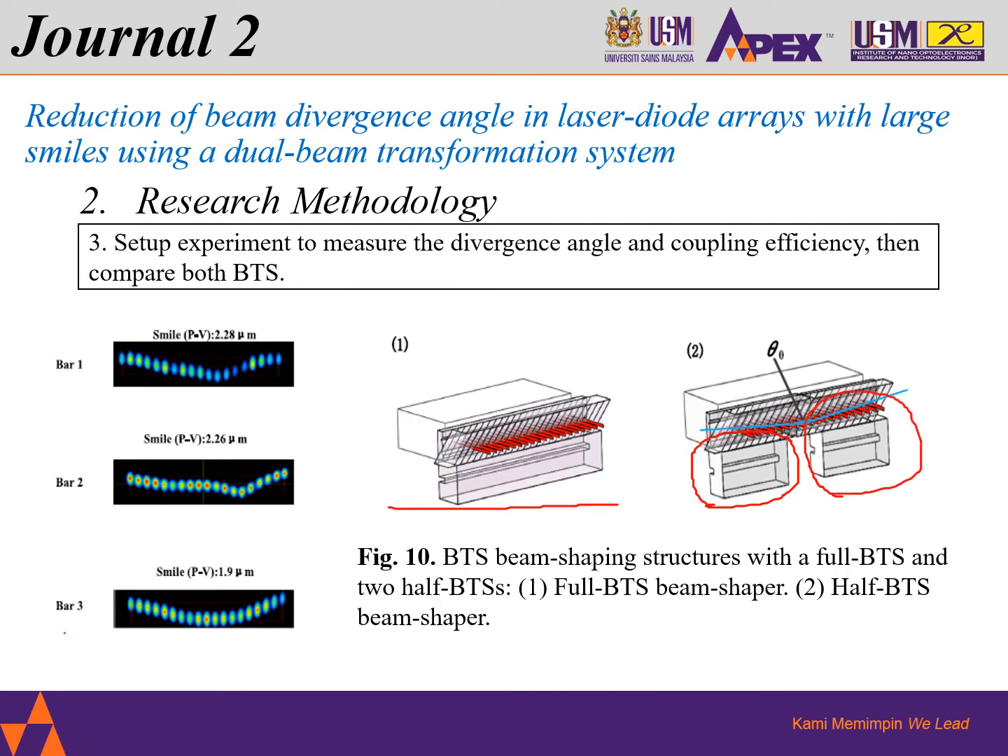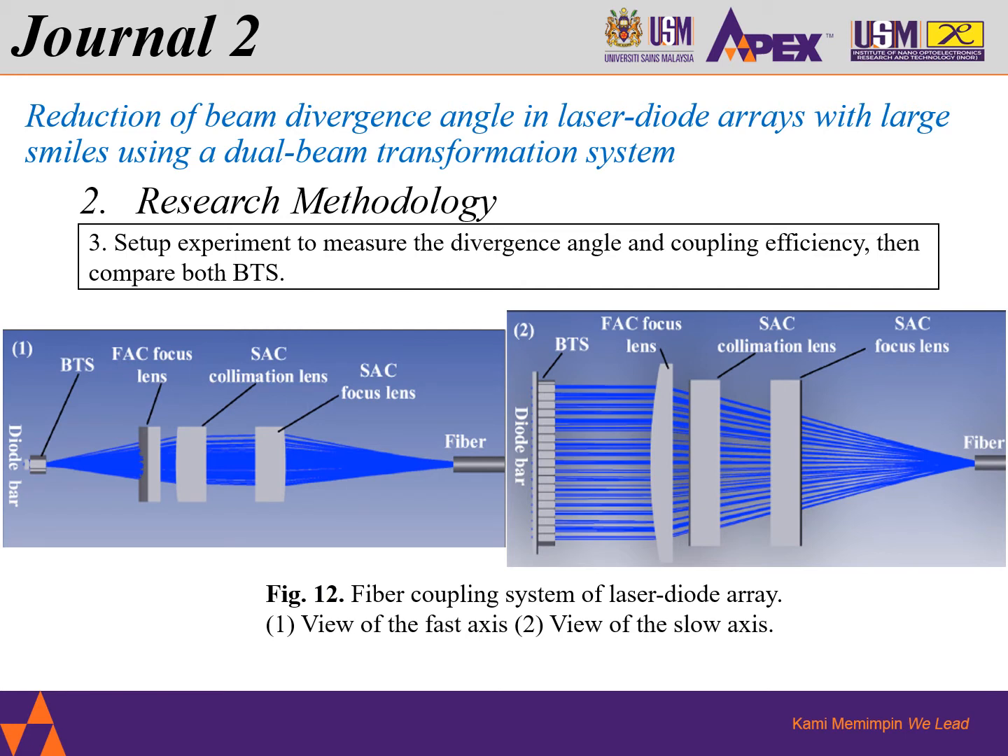So they have three types of bar, which is a parabola type of smile. This is the two views of the axis. The first one is the fast axis, and the second one is the slow axis. Fast axis is like the y-axis, and slow axis is the x-axis. Then we can calculate the angle of divergence over here. The lower the divergent angle, the better the coupling efficiency.